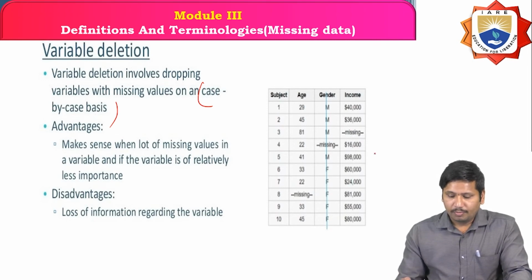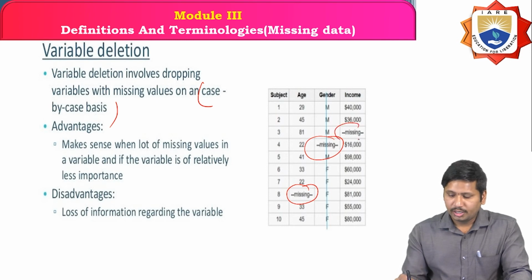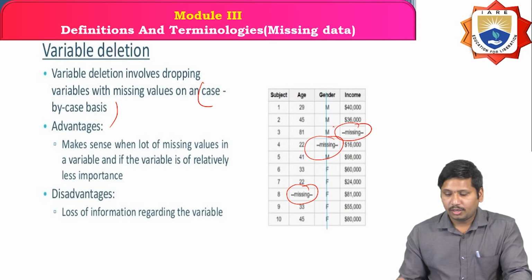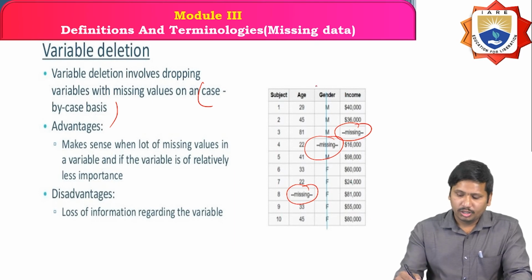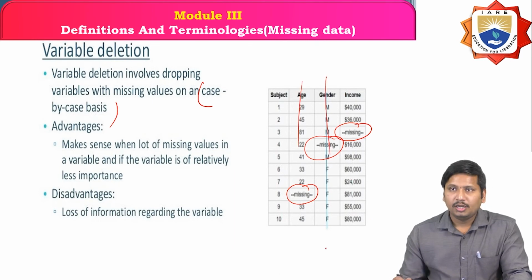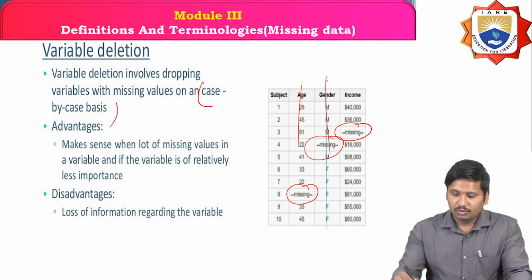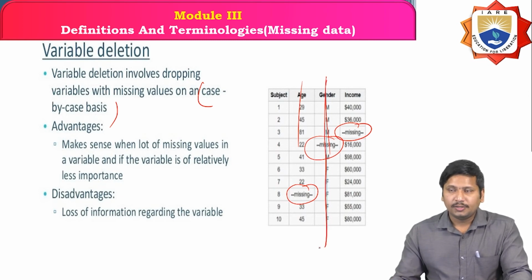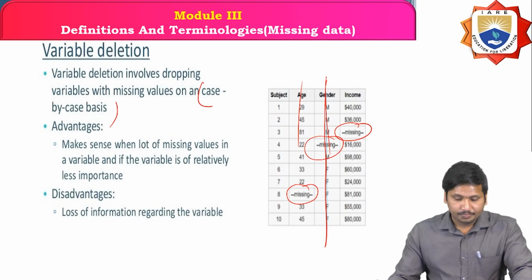Suppose data is missing in age, and data is missing in gender, and data is missing in income also. What will happen? I can delete either of these. I can delete age, or I can delete gender. So I can delete column-wise. The previous method was row deletion, now it is column deletion.